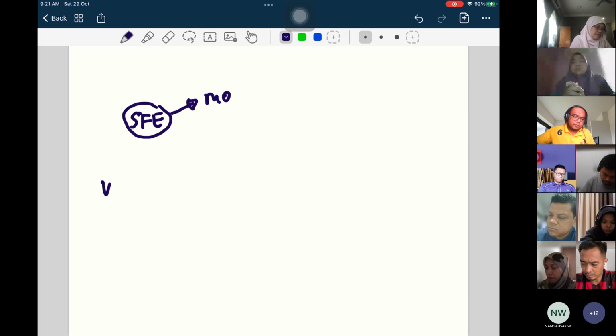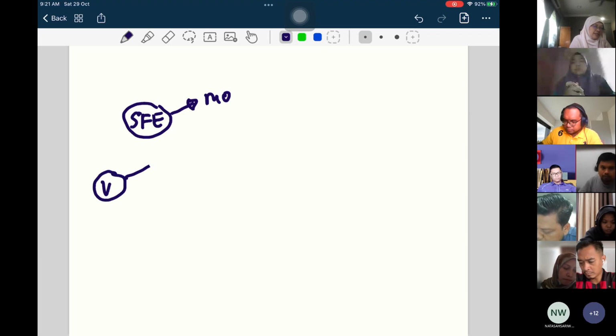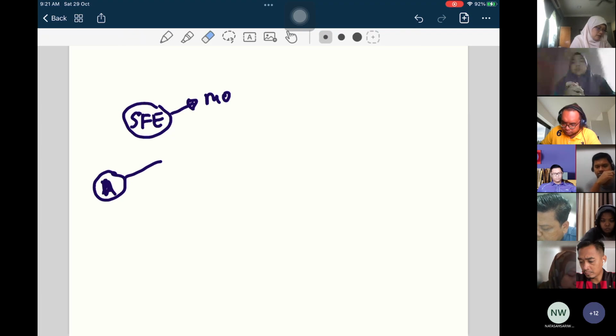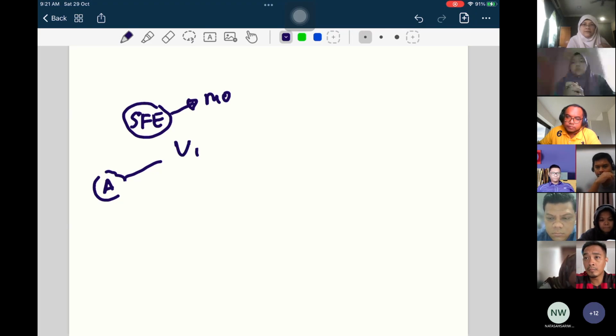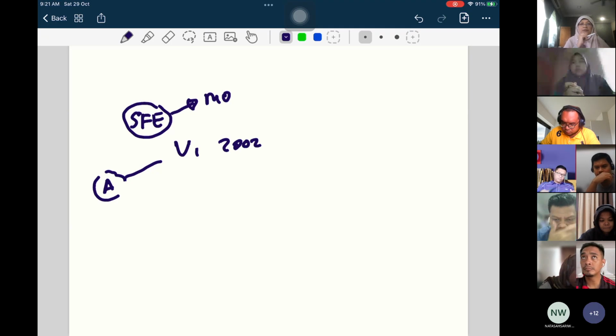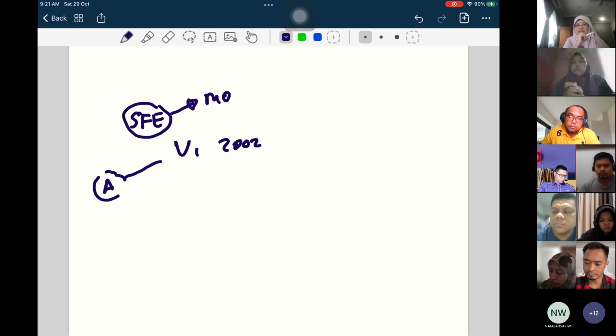Katakanlah you have A, accused person. So you're the accused person here. Dia assault V1 in 2002. Dia punya MO ialah, okay, dia cari V1 dekat Taman Tasik. Lepas tu pretending that minta tolong V1 untuk cari barang dia yang hilang. So lepas tu dia bawa V1 at the secluded area and assaulted V1.